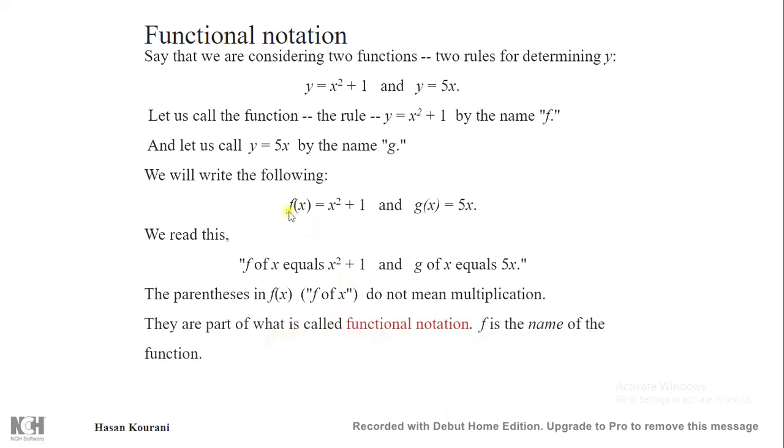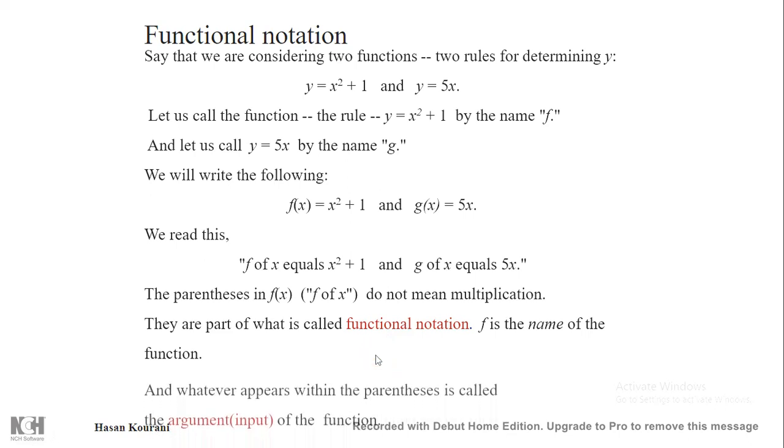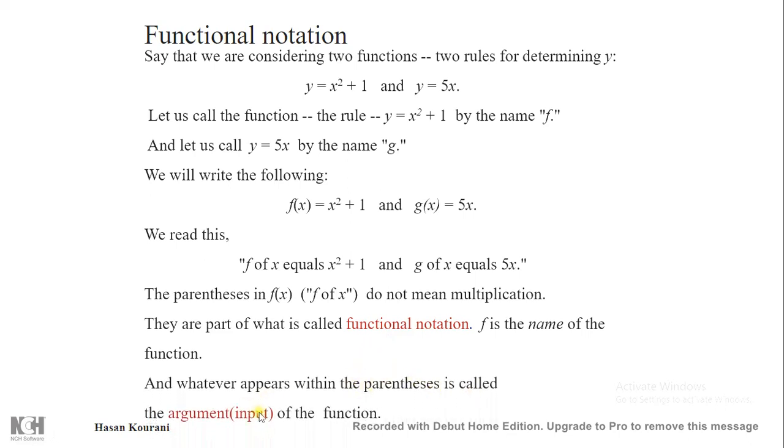F here is the name of the function, g here is the name of this function, and this helps to differentiate between this y and that y. Since both are written in the form of y equal in terms of x, here y equal x squared plus 1 and y equal 5x there, in order to differentiate between them, it's useful to name them f of x, g of x, h of x, or what else. And whatever appears within the parentheses is called the argument or the input. Here, the input is x, as you see. In both functions, the input is x.